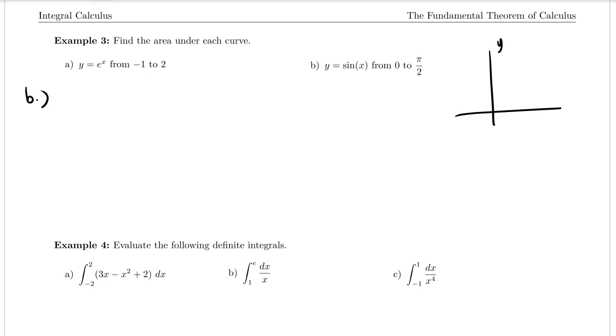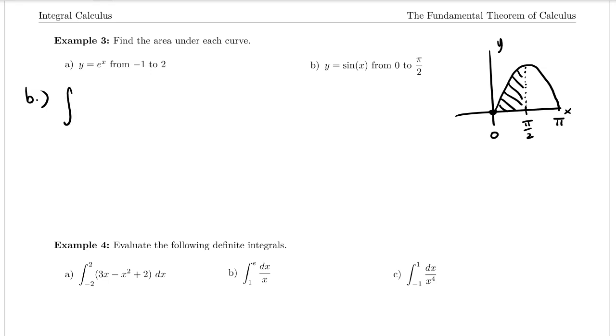As a quick refresher, the sine graph starts at the origin and looks something like that. We know that this x value is pi. We know that this is pi over 2. So I am trying to find the area underneath the curve between x equals 0 and x equals pi over 2.